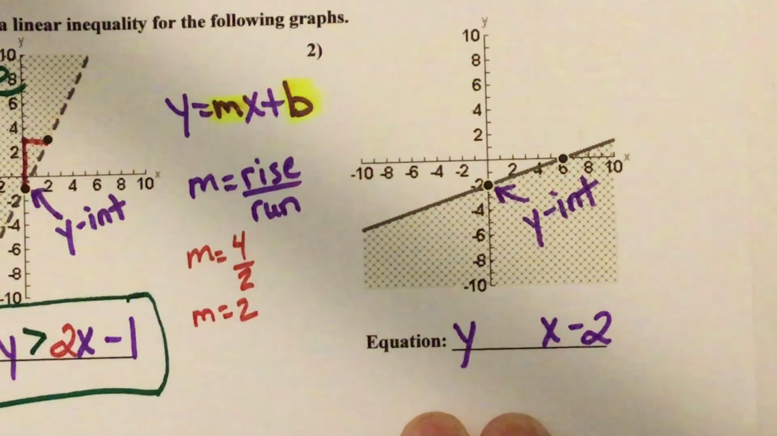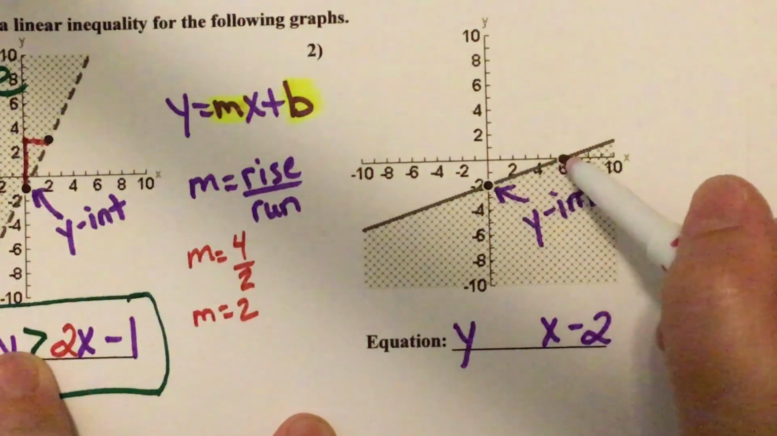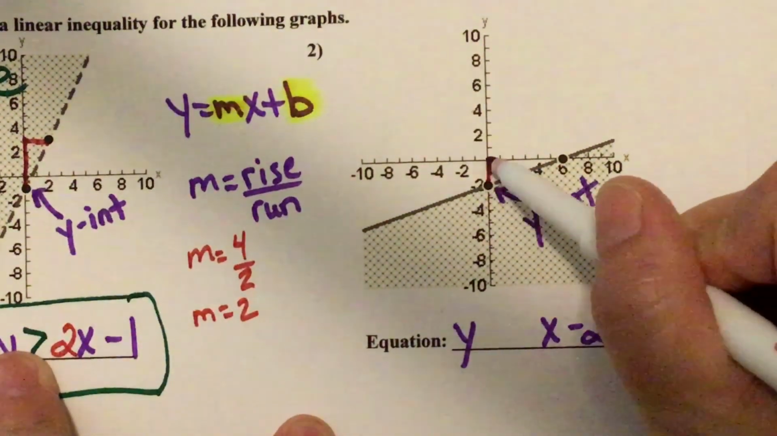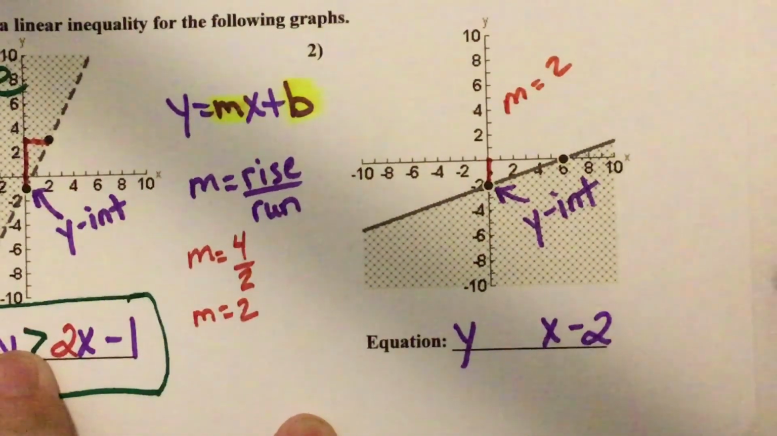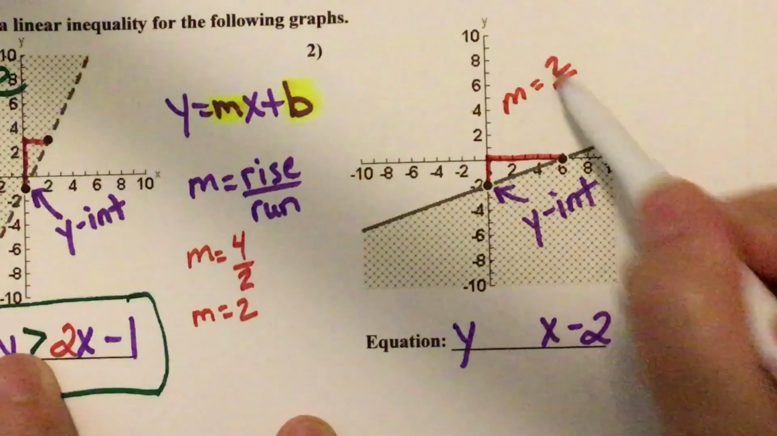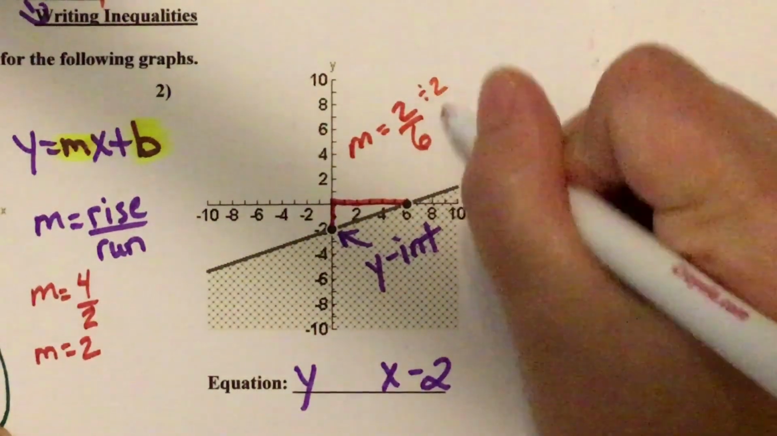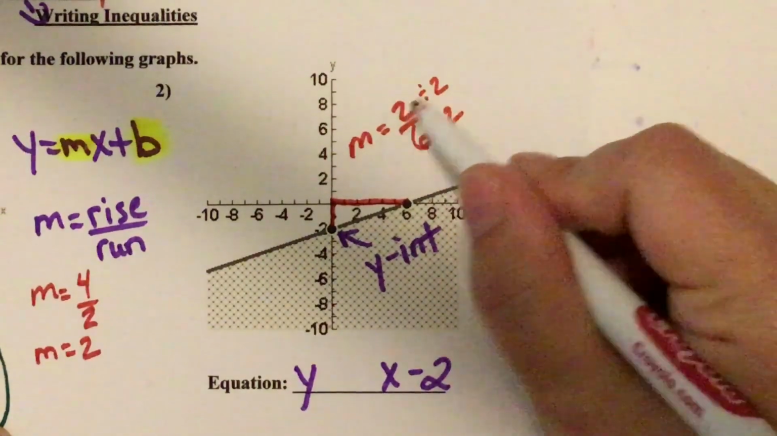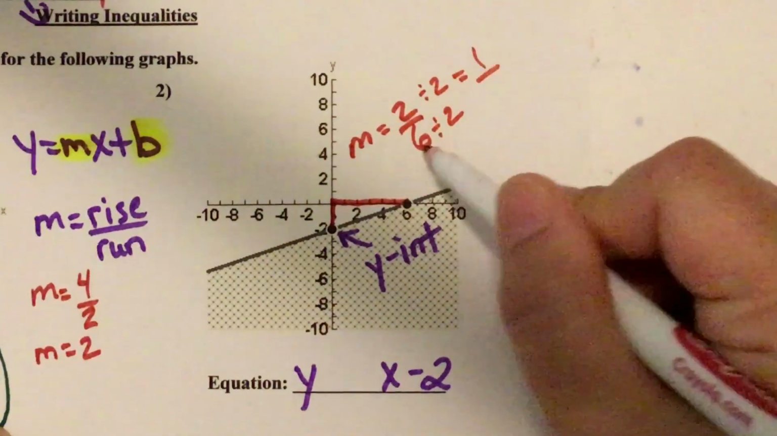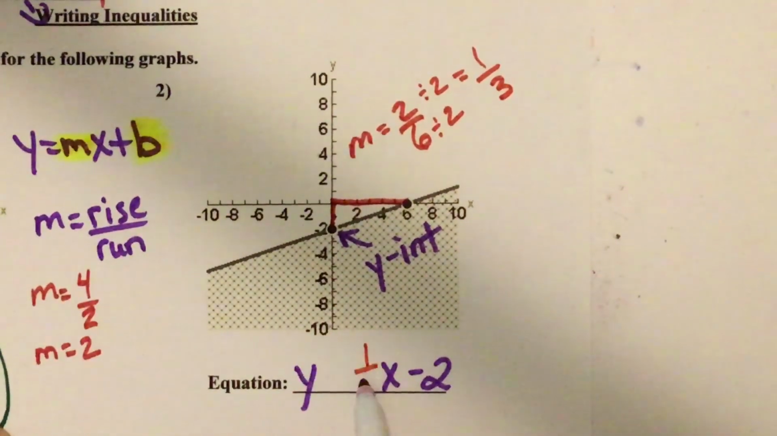Now let's figure out our slope by counting rise over run. So I'm going to go from left point to right point. I rise 1, 2, and I run 6. Well, can we reduce that? We sure can. We can divide both of those numbers by 2. 2 divided by 2 is 1, and 6 divided by 2 is 3. So our slope is 1/3. So we put that smushed with the x.